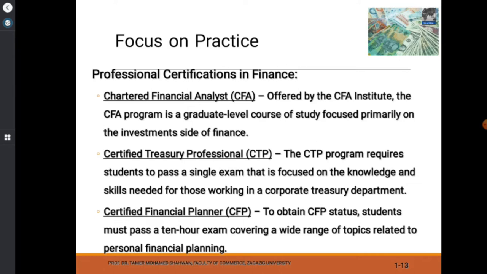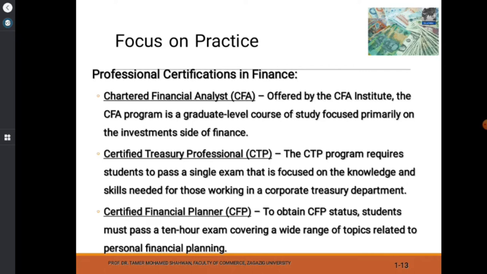The second type of professional certificate in finance is called CTP, Certified Treasury Professional. This program requires students to pass a single exam focused on the knowledge and skills needed for those working in a corporate treasury department. If you intend to work in a corporate treasury department, I think this certificate, Certified Treasury Professional, is very important for conducting such tasks.